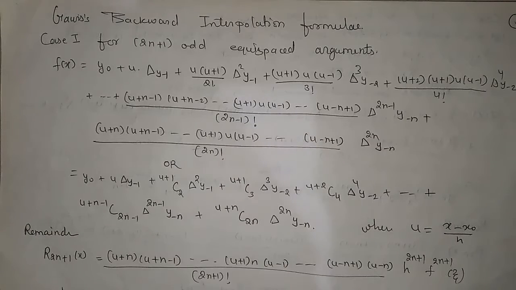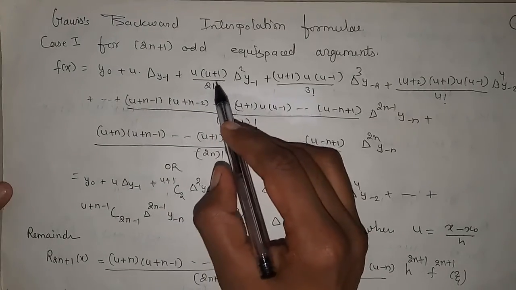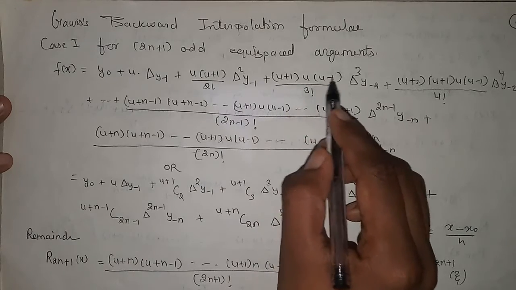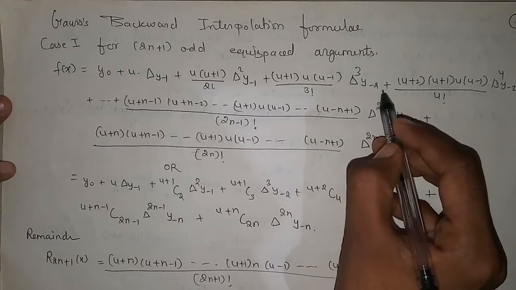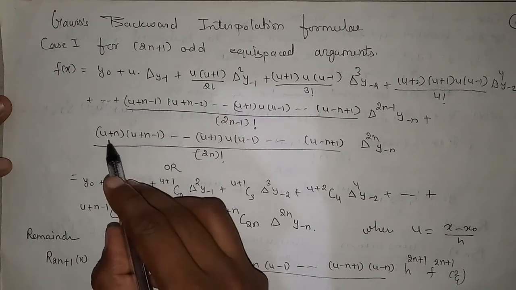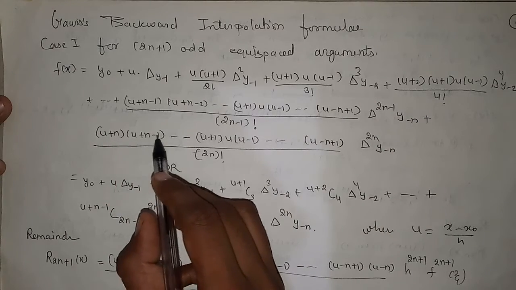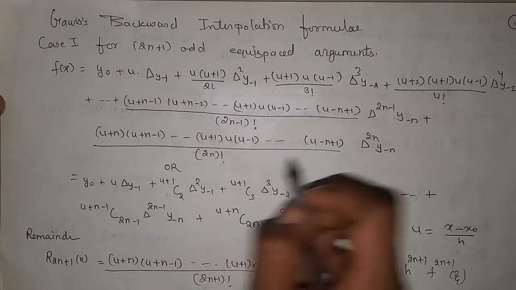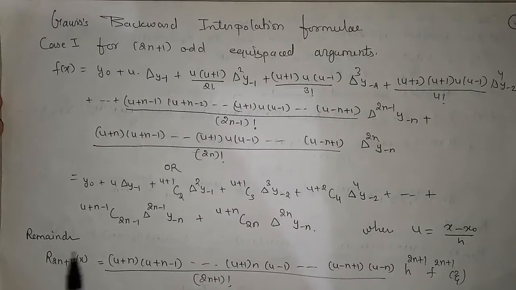So the formula is the same, but in the case of the Gauss forward interpolation formula we subtract first and then add, and here we add first and then subtract. So u(u+1)/2! delta² y−1, u(u+1)(u−1)/3! delta³ y−2, and so on up to (u+n)(u+n−1)...(u+1)(u−1)...(u−n+1)/(2n)! delta^2n y−n. So this is the formula in terms of combinations.